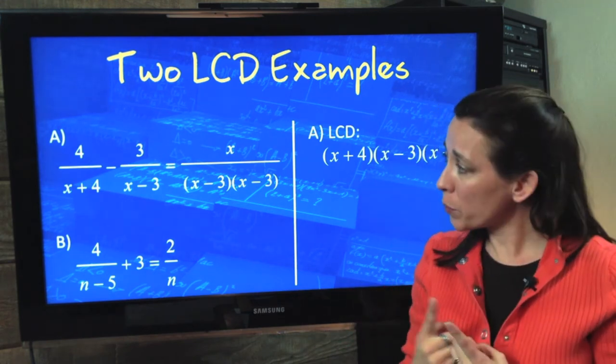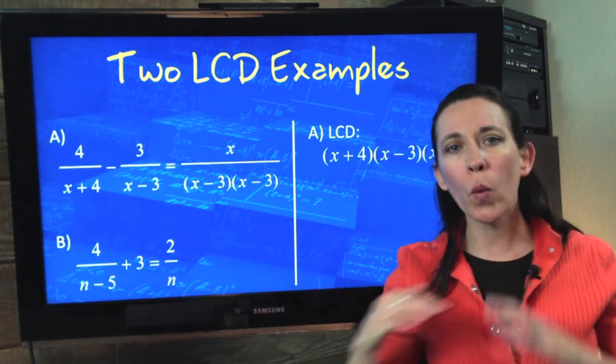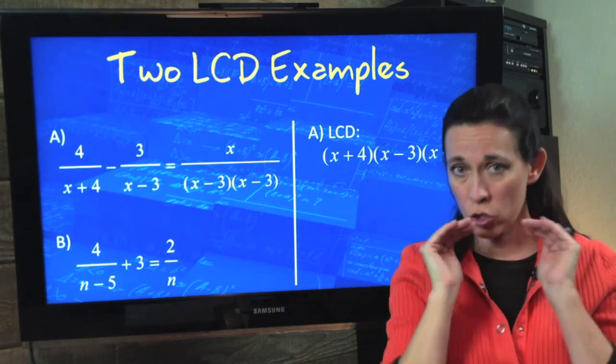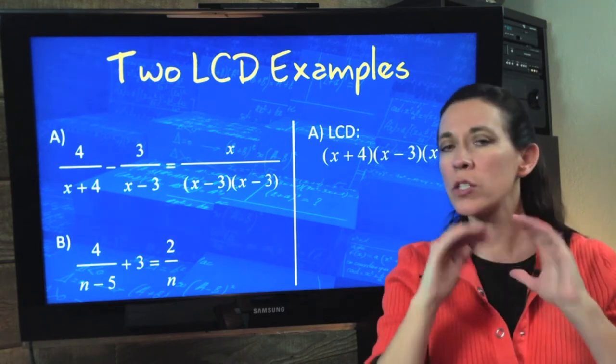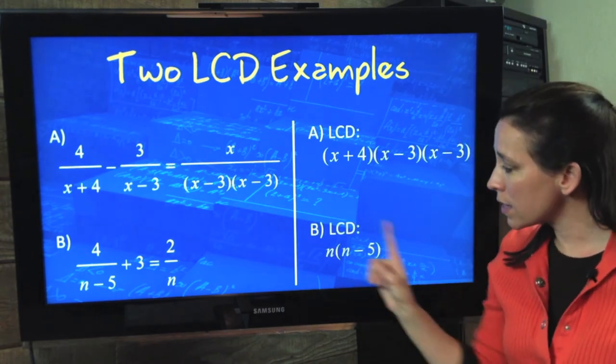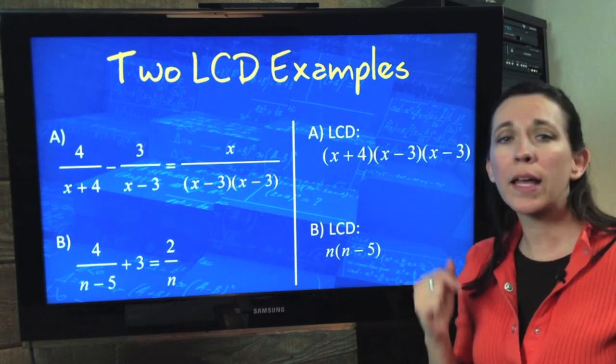What may help you is to go ahead and put parentheses around any binomial factor that's already simplified. If you can't go any further, just put parentheses around it, and that will remind you it's all or nothing, and everything has to be represented. So the LCD here will include both the monomial n and the binomial n minus 5.